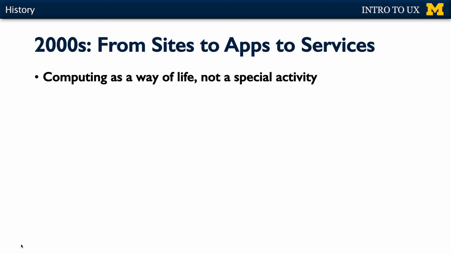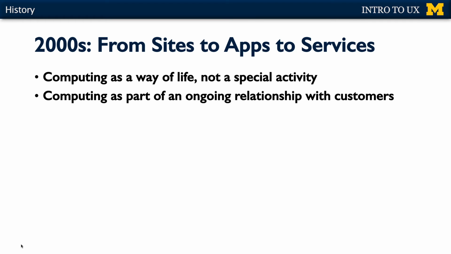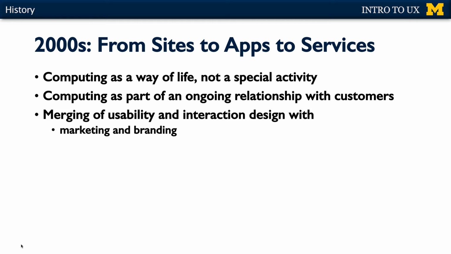In some sense, we're always connected, or almost always connected, and those connections are part of every aspect of our lives, not just isolated to things that we do at work or at school. And from a business perspective, businesses started to see computing as part of an ongoing relationship with customers. So not just a matter of publishing a site or shipping a product, but a way of maintaining an ongoing relationship through perhaps multiple products and multiple sites and multiple apps and multiple services that were being provided.